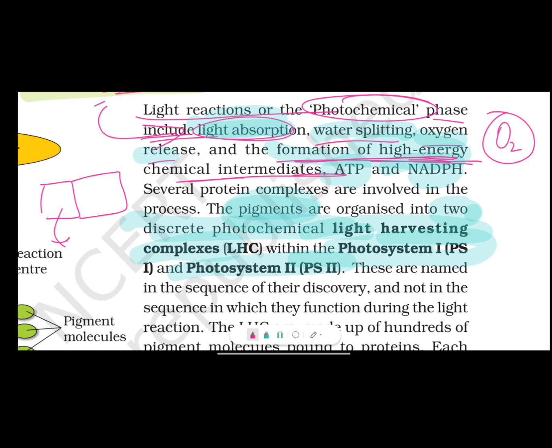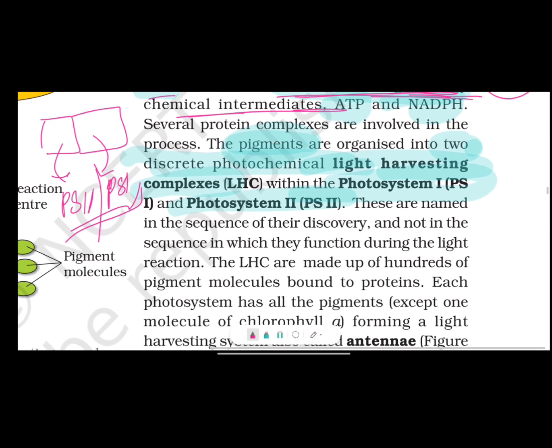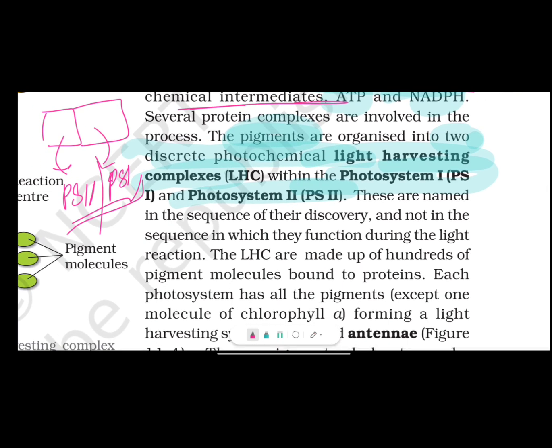Here we will have some set of pigments, and over here some set of pigments will be present, and this one is known as PS2, and this one is PS1. You may wonder why I'm writing PS2 first and PS1 second, and later you can get the answer for this.